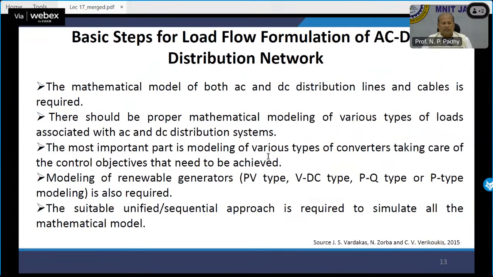So what are the basic steps of load flow formulation of an AC-DC distribution network? The mathematical model of both AC and DC distribution lines and cables is required. There should be proper mathematical modeling of various types of loads. You know how to model loads, okay? The most important part is modeling of various types of converters, taking care of the control objective that needs to be achieved.